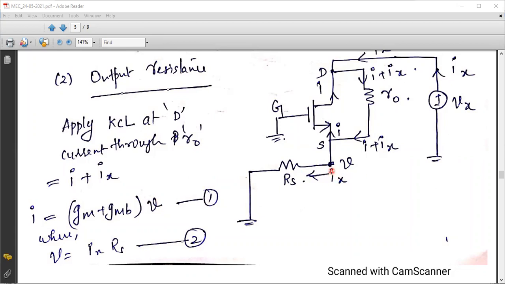Now V can also be considered as the voltage across Rs, because the other end of Rs is grounded. So the voltage across Rs is nothing but V, which is equal to the current Ix into Rs according to Ohm's law. So V is equal to Ix into Rs, equation number 2. Now you have the expression for the transistor current I as well as the source voltage V. Clear?